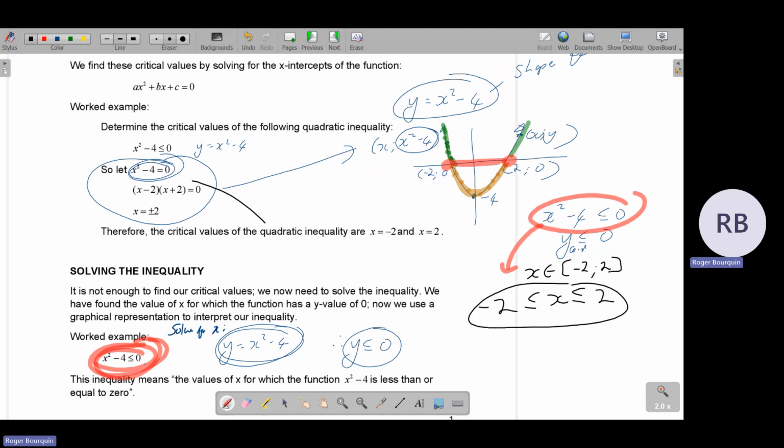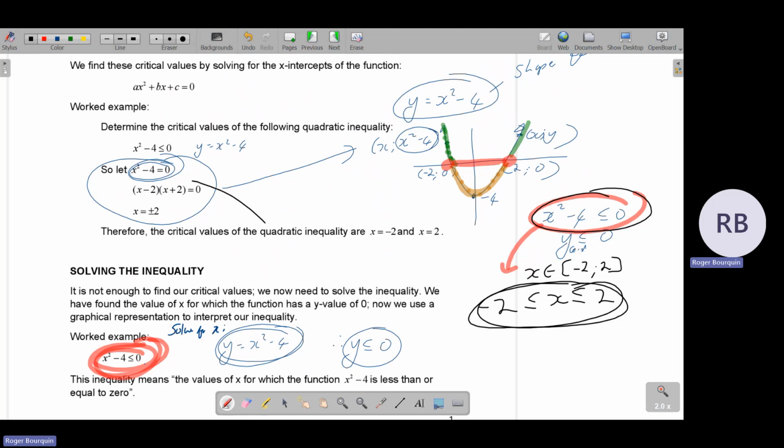So there's my answer to the question. The question was, for which values is x squared minus 4 less than or equal to 0? Well, if I pick a number between -2 and 2, they're going to be less than 0. Let's think about it. If I put in -1, -1 squared is 1, minus 4 is -3. Is it less than 0?